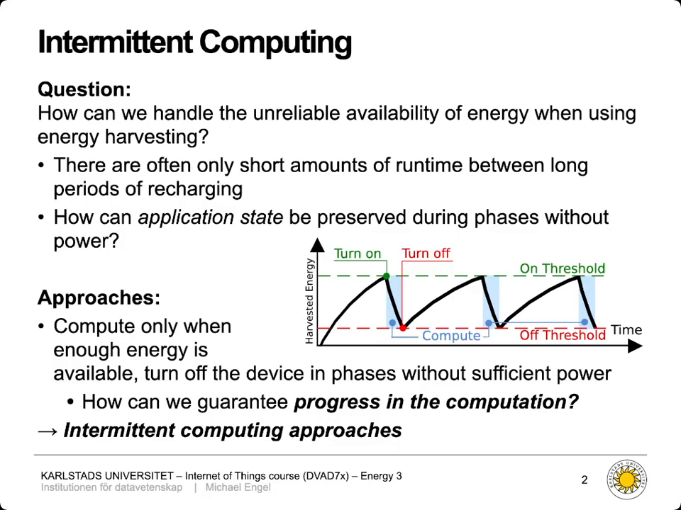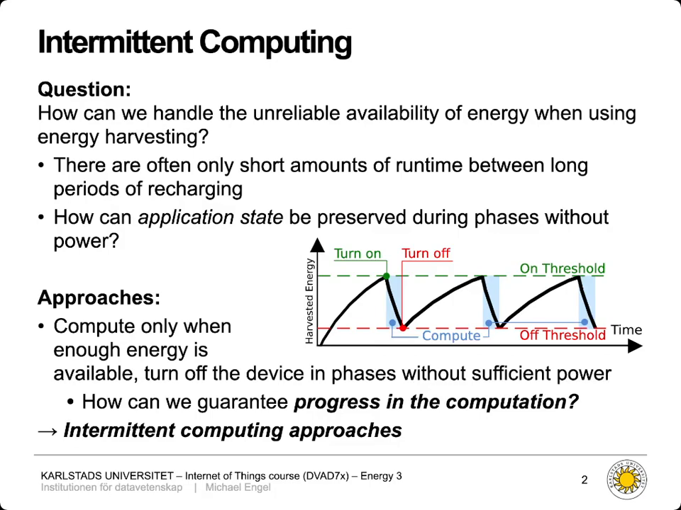With energy harvesting, there are often only short amounts of runtime between long periods of recharging. You see this in the diagram on the right-hand side. Time is on the x-axis. The amount of energy that could be harvested is shown on the y-axis, and this harvesting could be everything we've discussed in the first lecture on energy, like a solar cell, for example. You see it takes quite a long time to harvest an amount of energy that's sufficient to run the CPU. The blue shaded times are the times where your CPU, your processor, is running and where it can actually compute things.